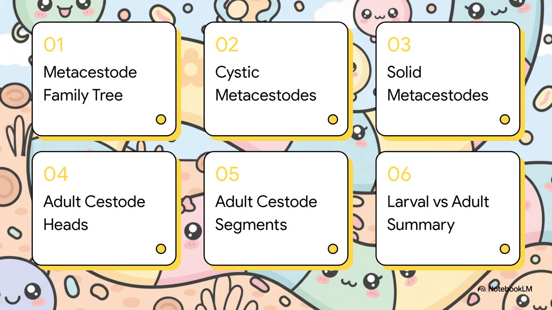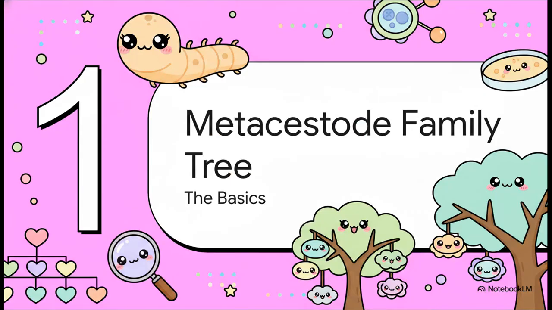All right, here is our roadmap for today's explainer. We'll cover the metacestode family tree, cystic metacestodes, solid metacestodes, adult cestode heads, adult cestode segments, and finally, a larval versus adult summary. Section 1. The metacestode family tree. Let's start with a big picture to set our biological baseline.